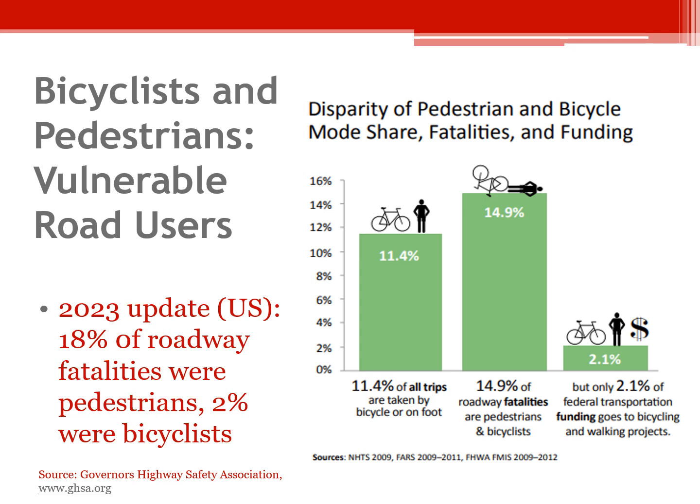From this 2012 data, which was aggregated from several years before, 14.9% of all roadway fatalities were pedestrians and bicyclists. And of course, federal transportation funding goes largely toward highway and road infrastructure for vehicles. At the time, only 2.1% of federal transportation funding went to bicycling and walking projects. That number is not necessarily much greater in modern times. I will give you a quick update, though, on that.